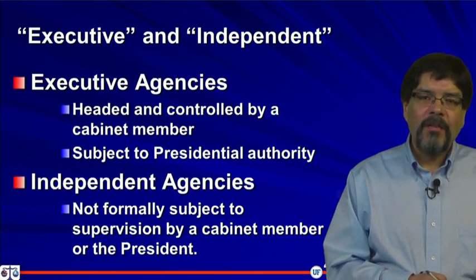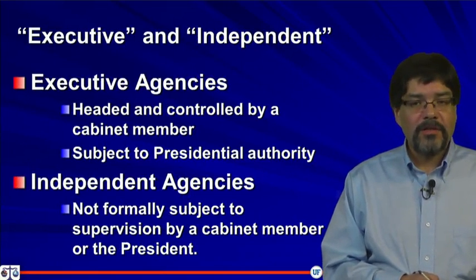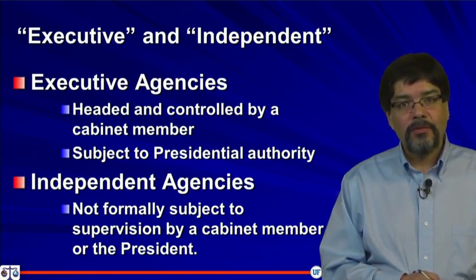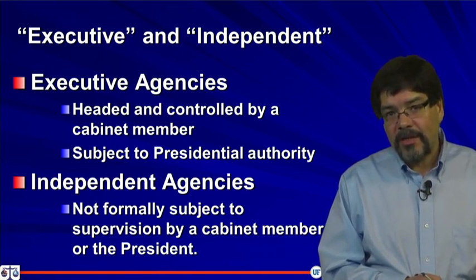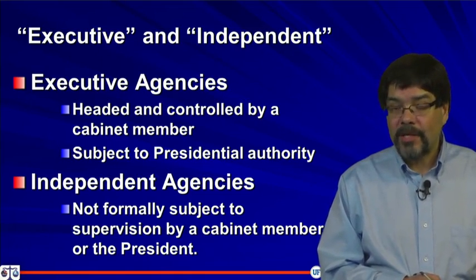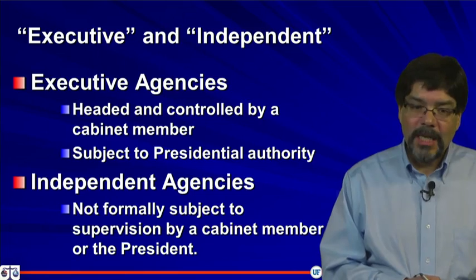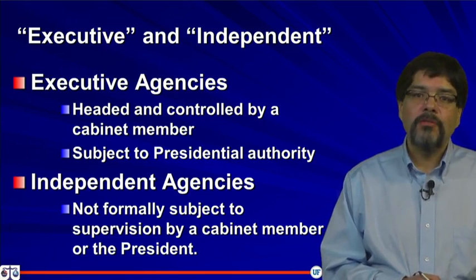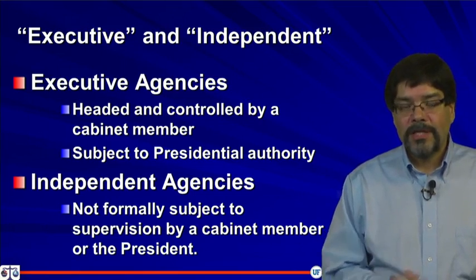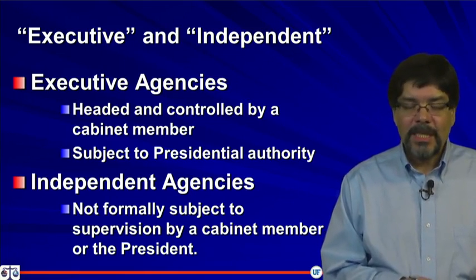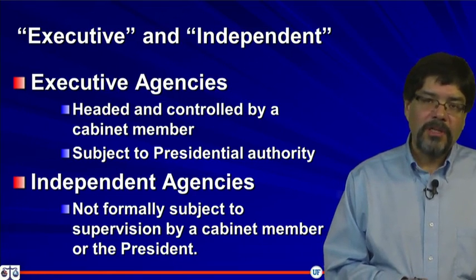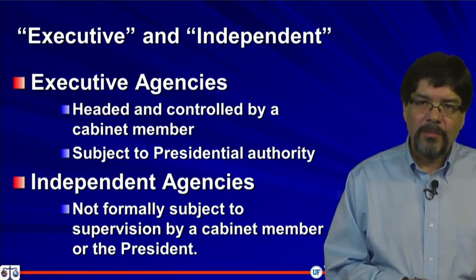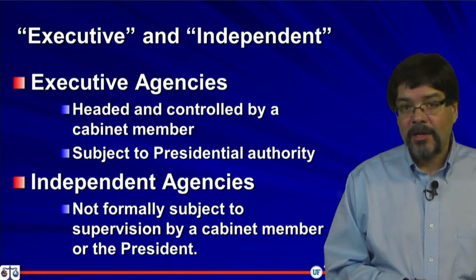There are two types of agencies: the executive agencies, which are directly controlled by the president, and independent agencies. The executive agencies are those that are headed by the secretaries who are members of the cabinet, and they are completely subject to presidential authority. A secretary serves at the discretion of the president. The independent agencies, however, are not formally subject to the supervision of a cabinet member, meaning that they are not subject to absolute presidential authority.